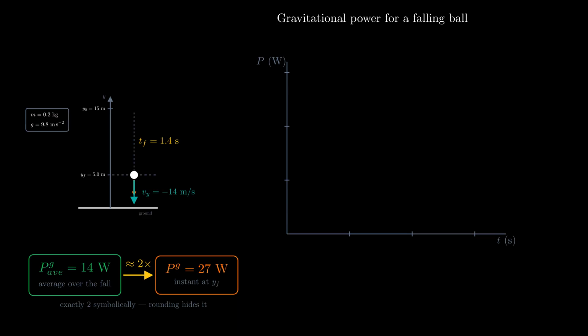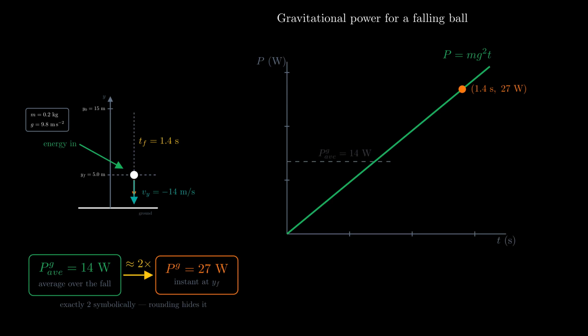Last, the graph. The force is constant while the speed grows in proportion to time. So power versus time is a straight line through the origin. P equals m g squared t. The faster the ball falls, the faster gravity pumps energy into it. And at any moment, the line sits at exactly twice the average power accumulated since release.